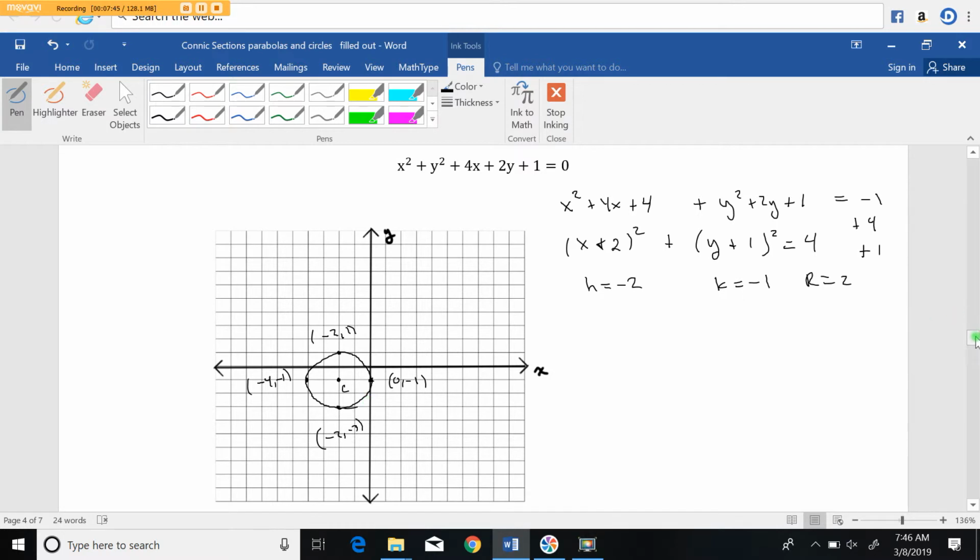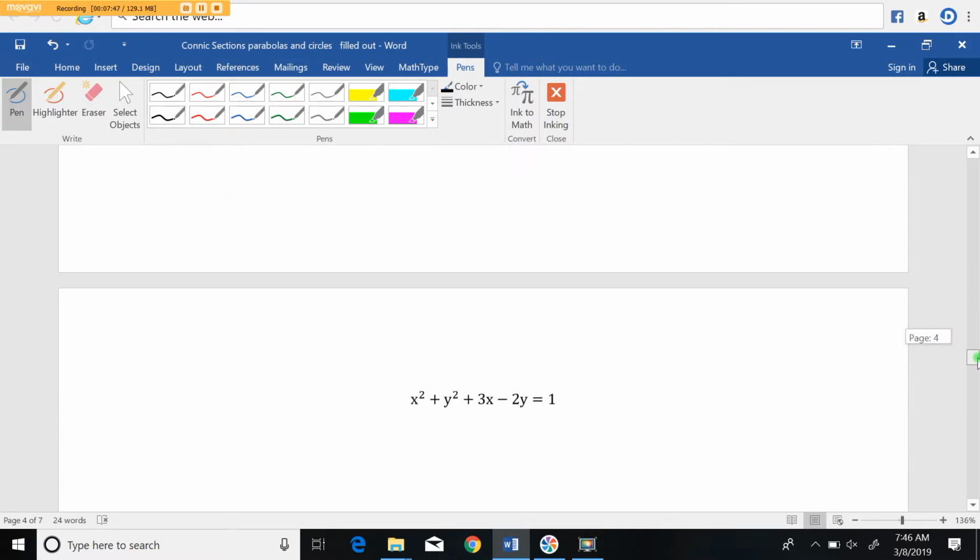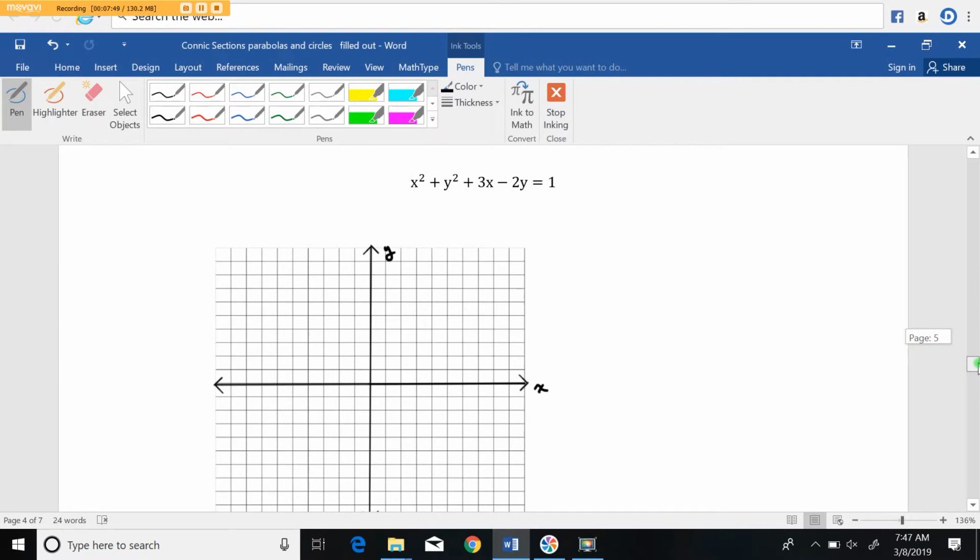All right, I think I got another example coming up here. Yeah, let's try this one. All right, first, group the x terms. This time I'll try to leave myself a little more space. X squared plus 3x plus something, leave a little room. Group the y terms. Y squared minus 2y plus something, leave a little room, equals 1.